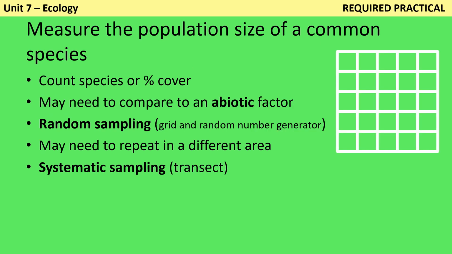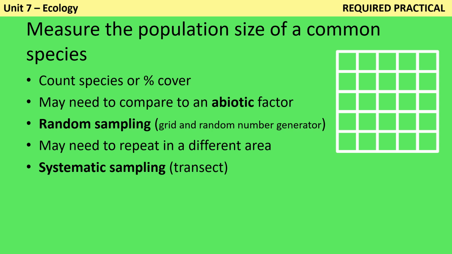The ecology required practical centres around measuring the population size of a common species such as clover, usually in response to an abiotic factor like light, moisture content or pH. To estimate the population size, you use this piece of equipment which is called a quadrat. It's a square frame and it often has divisions inside to help you to estimate what percentage of the quadrat contains the plant you're sampling. Depending on your exact investigation, you may be comparing two separate locations or looking at a transect, which is a long straight line where an abiotic factor changes gradually.